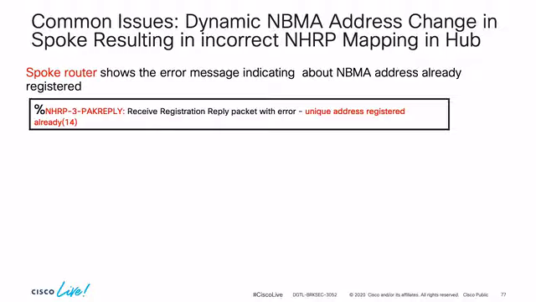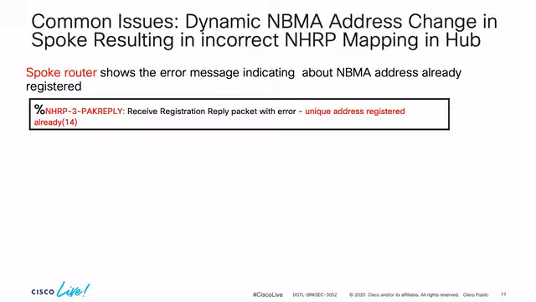And subsequently on the spoke, we would see an error message which says that the hub has sent out a registration reply saying that the unique address is already registered. The hub says, I've already registered your information to an NBMA address, so I'm not going to change it. That is what this means. So how do we fix this?